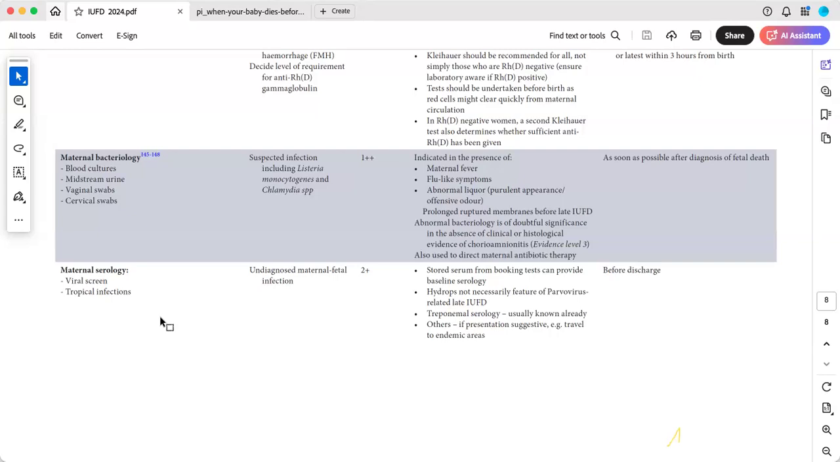How about maternal serology for viral screen or other tropical infection?